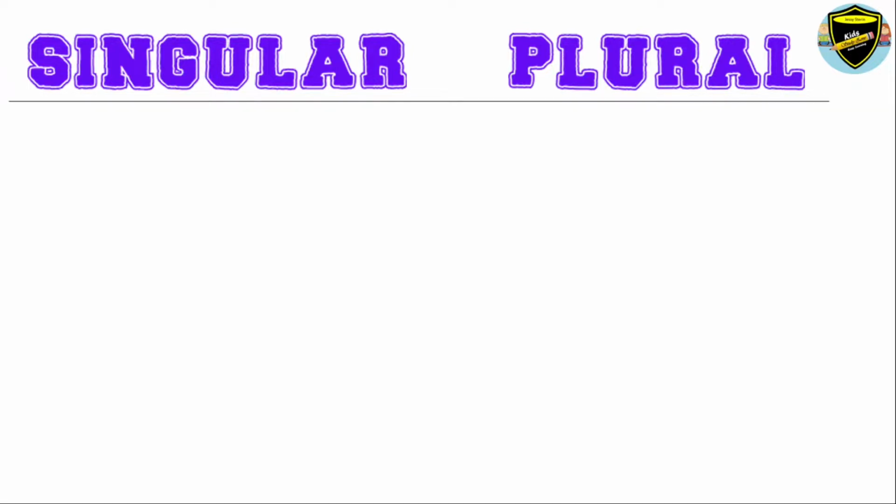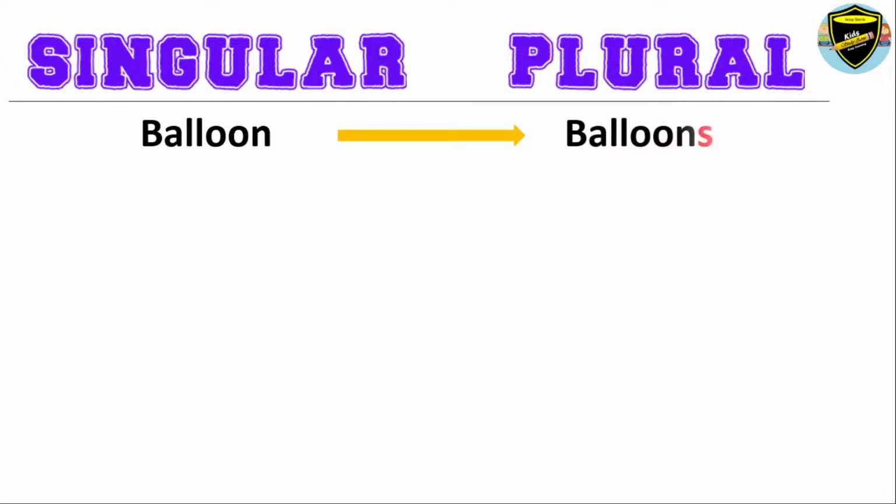On the left hand side you can see singular and on the right hand side you can see plural. How we are going to change the singular into plural. The first one is balloon. Balloon will become balloons. As you can see, I have used red ink to highlight. Here, I changed balloon, that is a singular, to plural, that is balloons, by simply adding s to it. Let's see some more examples.